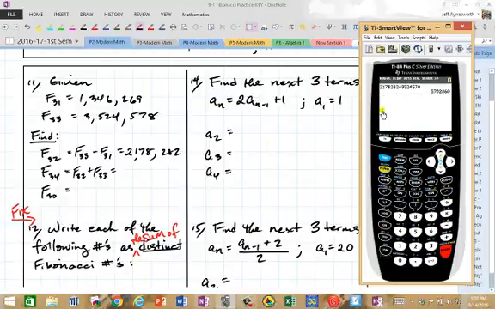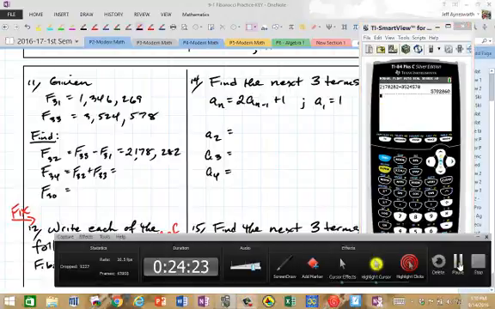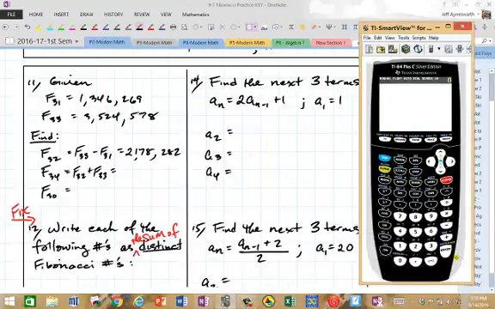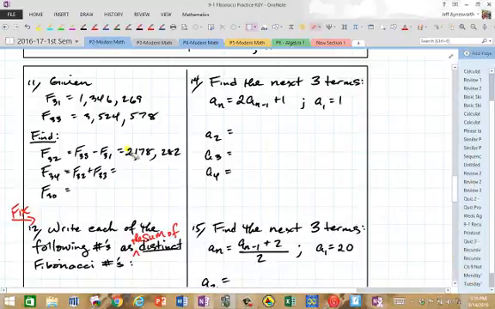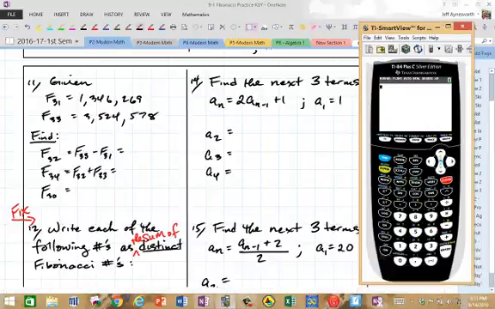Let me double check. Okay, I gotta fix my mistake. I got a mistake here on F32, so I'm gonna redo this. So let me double check my work here. So I'm gonna enter in the 33rd one here. I must have put in the number in wrong.